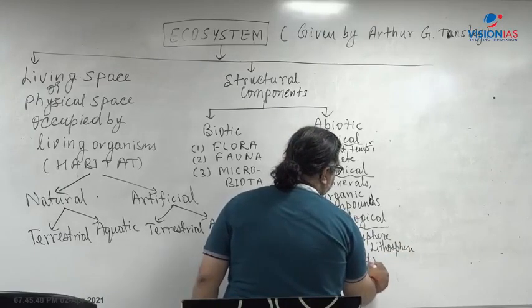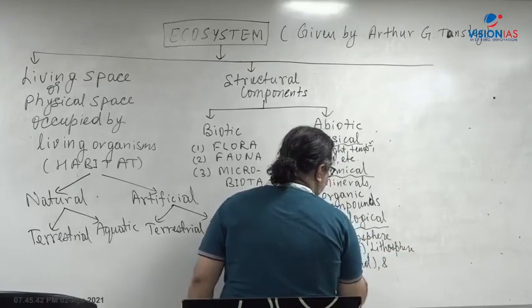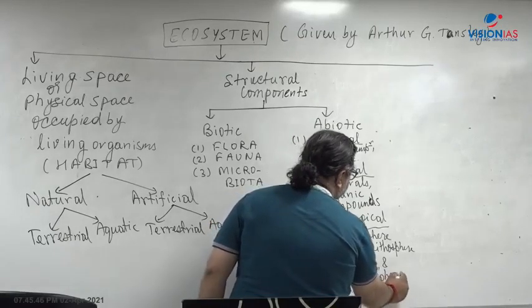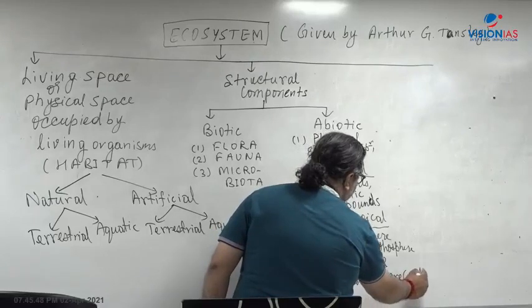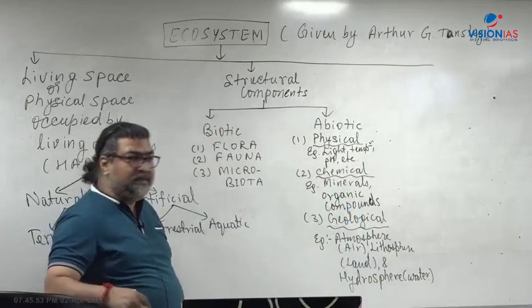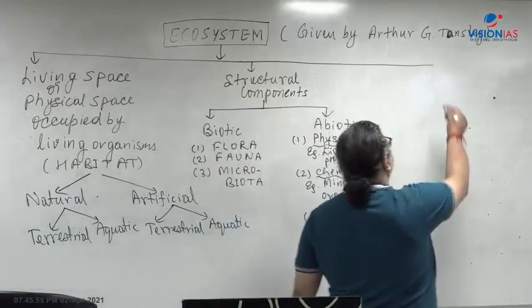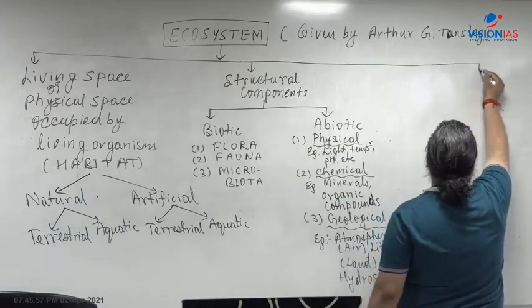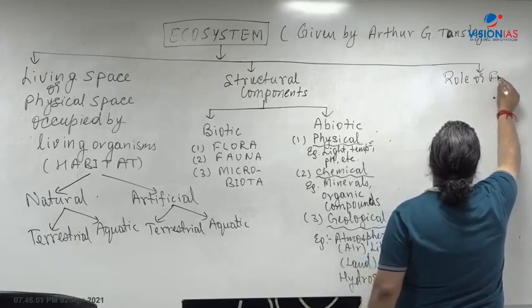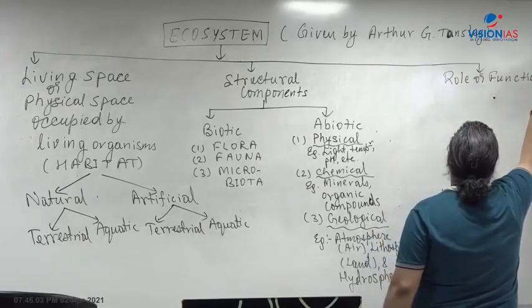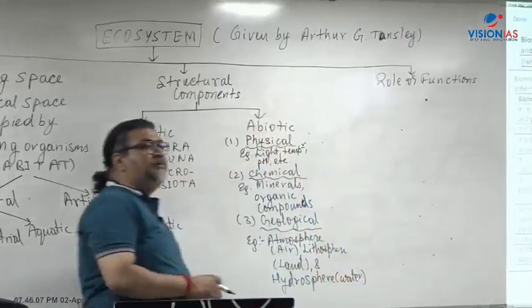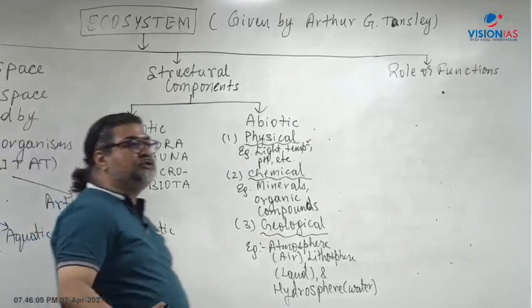And hydrosphere, that is in terms of water. That forms a geographical point of view. That comes into geographical aspect, right? Now what comes here? What are the functions of an ecosystem? Role or functions of ecosystem. Okay, what type of role, what type of functions does an ecosystem have?